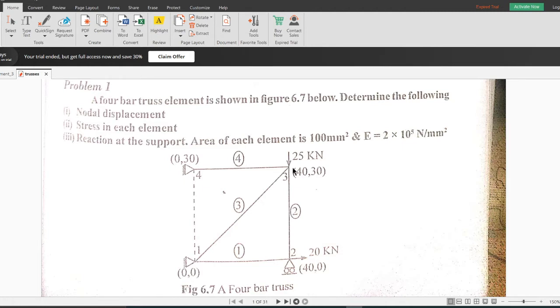How many degrees of freedom? 8, sir. 8. Then the matrix size becomes how much? 8 into 8. Keep this in mind. It becomes an 8 cross 8 matrix.